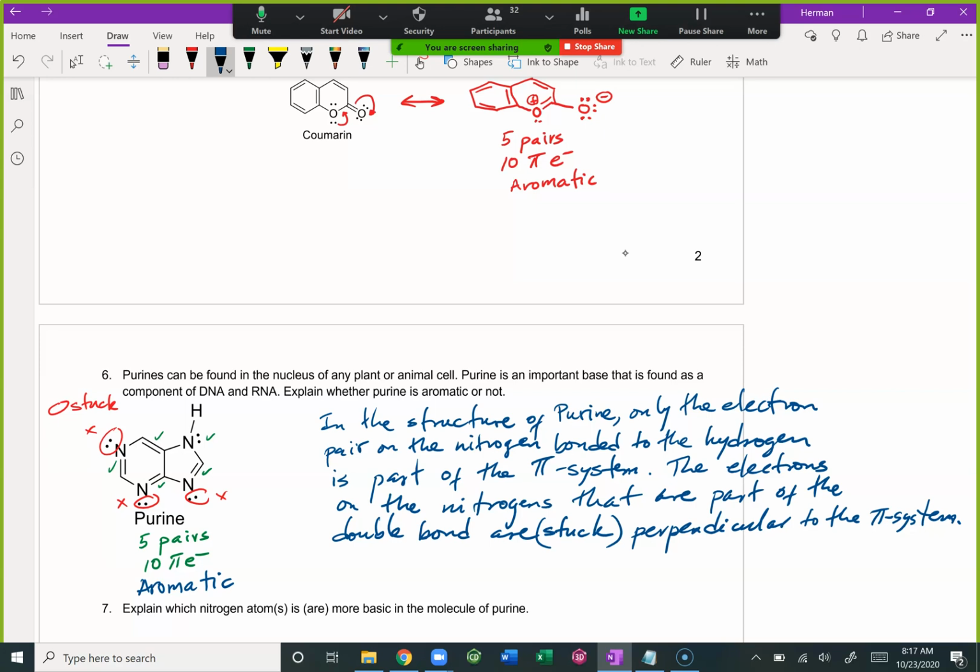Both heterocyclic rings combined have 10 pi electrons. Why do they call them heterocyclic? Because they are cyclic and they have other atoms different than carbon. And so if you have sulfur, nitrogen, oxygen, phosphorus, it's considered heterocyclic. So both heterocyclic rings combined have 10 pi electrons. Therefore, the molecule of purine is aromatic.